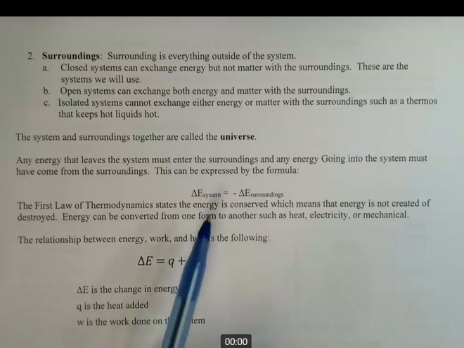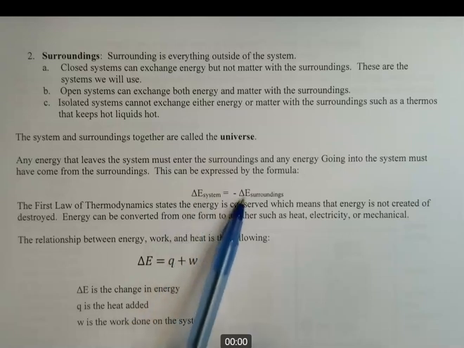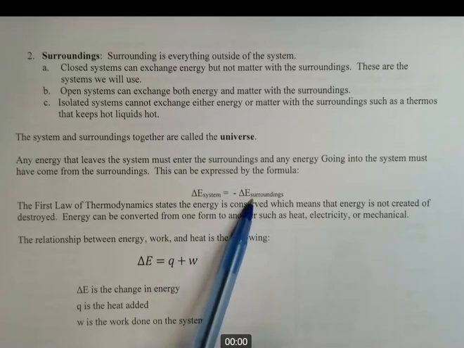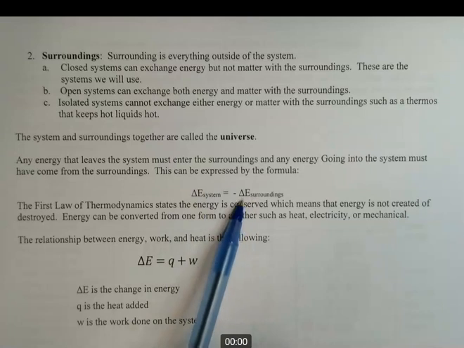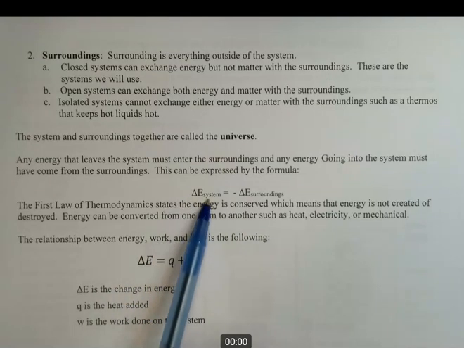That means that we can have a simple expression here, a simple equation: the energy going into the system is equal to the negative energy of the surroundings. In other words, energy going into the system is equal to energy coming out of the surroundings. And you could also flip that negative sign to the other side. Any energy coming out of the system is going to be going into the surroundings.